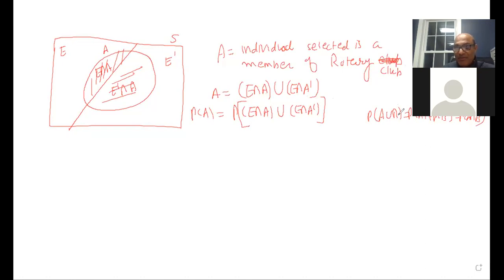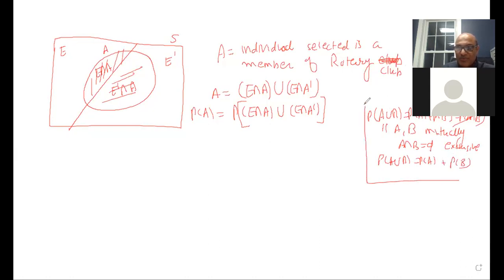But if A and B, both events, are mutually exclusive, that means nothing is common. A intersection B is equal to the empty set. That means this portion will be gone and you're going to get probability of A union B is equal to probability of A plus probability of B.